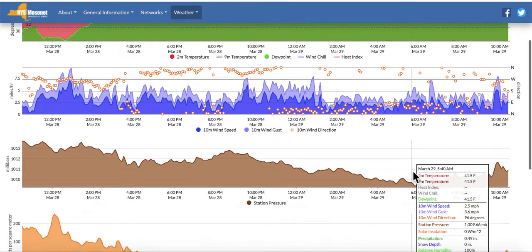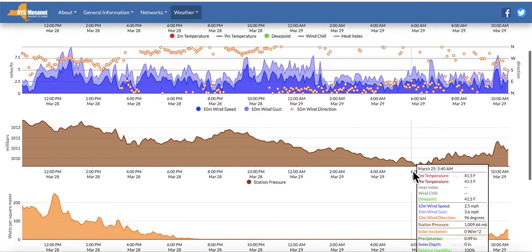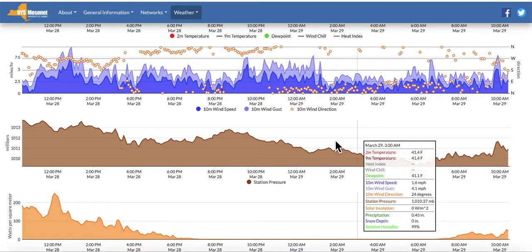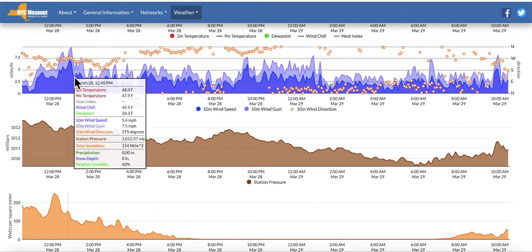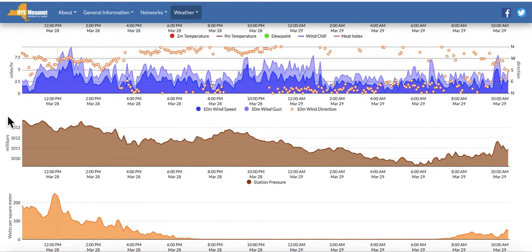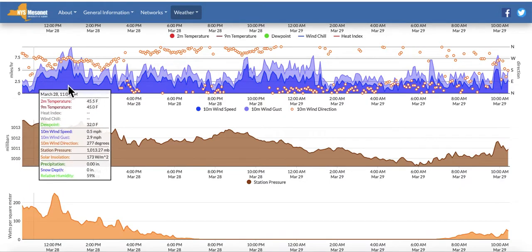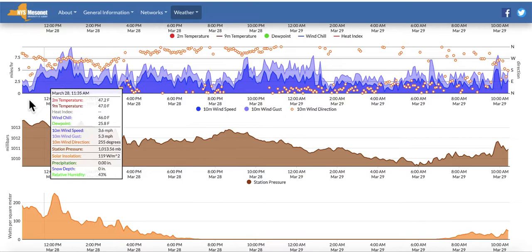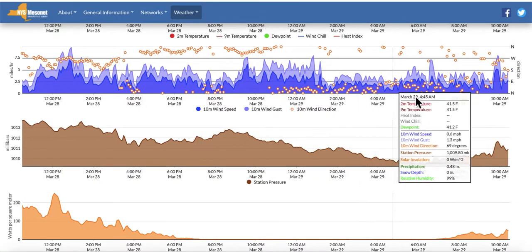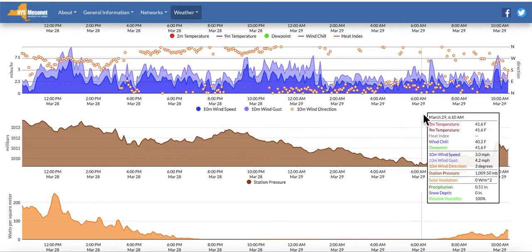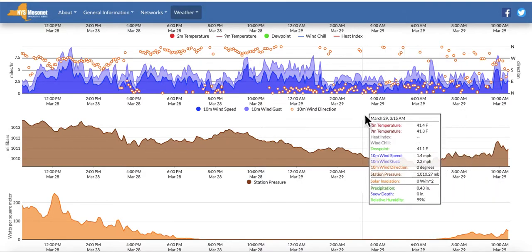Now, the graph underneath here has wind speed on it. What's interesting is you can see the blue shows you the gusts of wind. And so you can tell that there were some pretty good gusts right around noon yesterday. And early this morning, between 4 and 6 a.m., it wasn't particularly gusty.